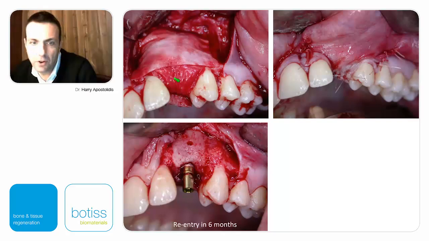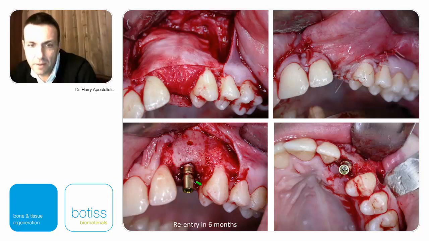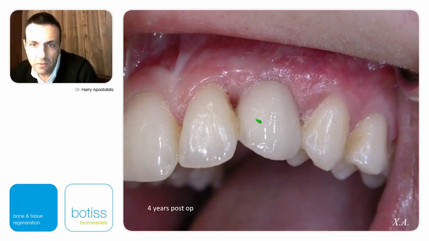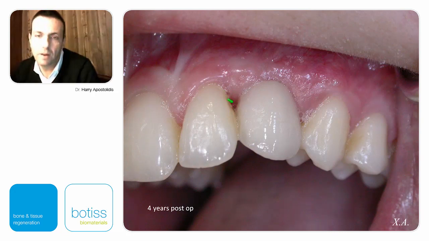And tension-free closure, and you see the quality of the bone that you have in 6 months, so that you place your implant correctly in the correct prosthetic position, okay? Not wherever the bone is, but wherever your dentist wants it to be. And 4 years post-op, we see everything stable, because we knew that the papilla would be there. The patient doesn't care at all, but I just got the picture for myself. She doesn't even notice that.